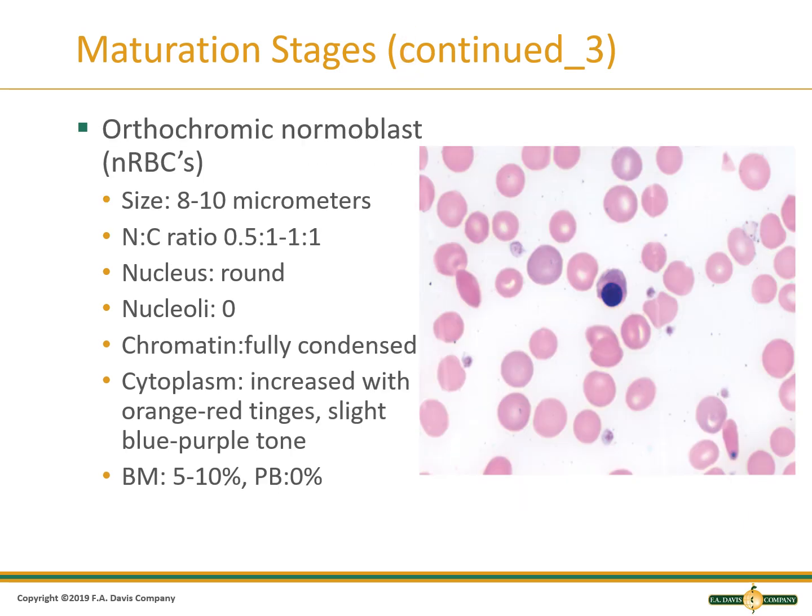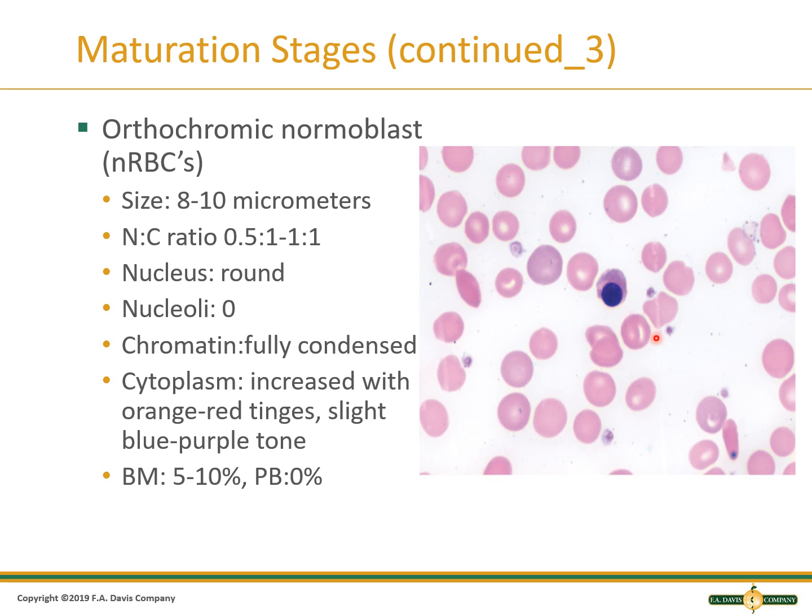Next, we have the orthochromic normoblast, otherwise known as a nucleated red blood cell, which is here. And you can see that the cell itself overall has become smaller, 8 to 10 micrometers. The nucleus to cytoplasm ratio is 0.5 to 1, or a 1 to 1 ratio. The nucleus is still round. We should have no nucleoli, and the chromatin pattern has become fully condensed, so it looks like a solid nucleus. You really don't see any strands or any type of chromatin pattern. The cytoplasm is increased, obviously with at least the 1 to 1 ratio. You can have pink and purple undertones almost layered in this cytoplasm.